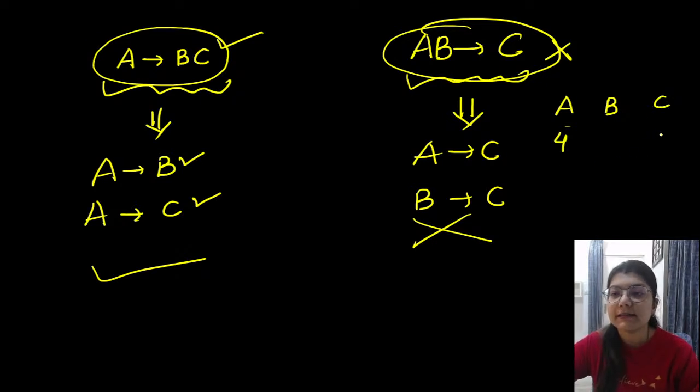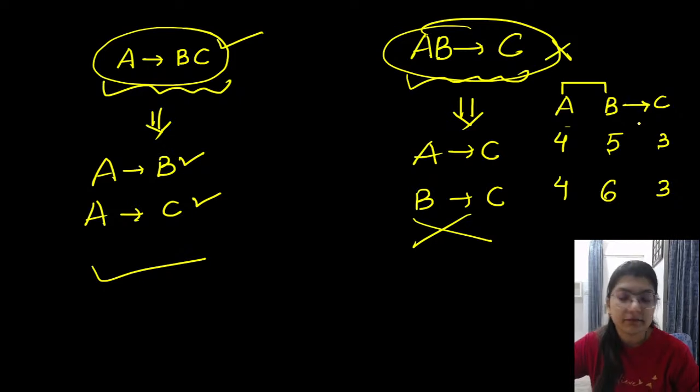If you try to see this with numbers, it is of this type: 4 is deriving 3. For 4, this is deriving 3, right? So you can see that A alone is not able to determine C. But if I write 4, 5 and 4, 6, now A and B together are able to determine C. So you can break this type of dependency, but you cannot break this type of dependency.